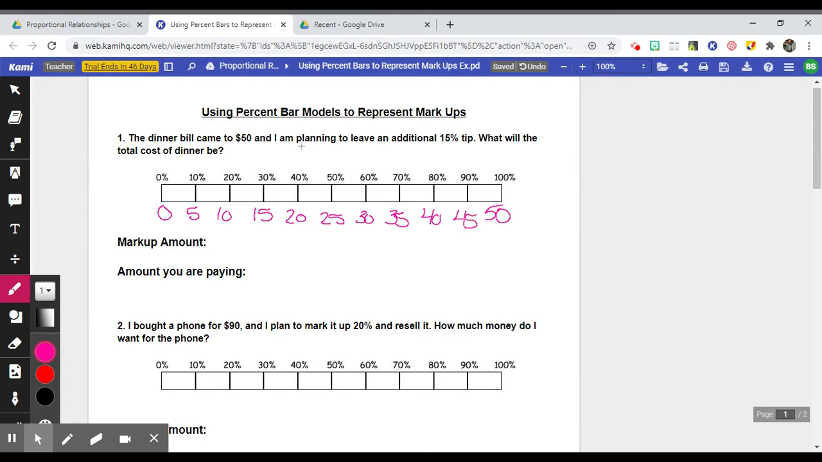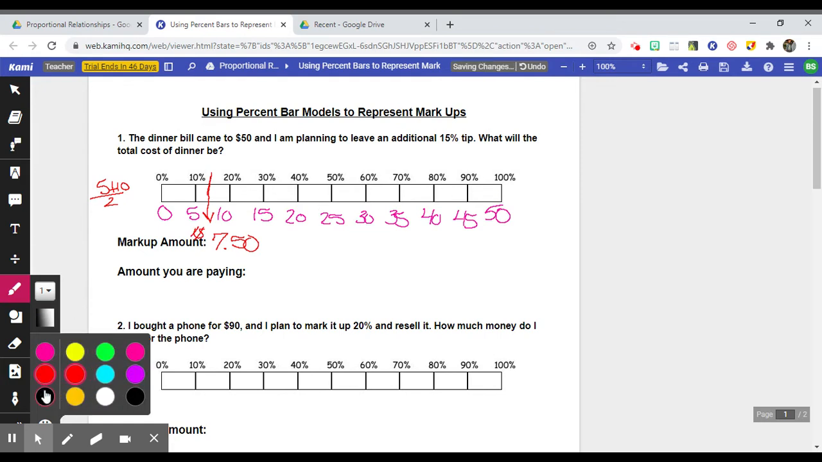Okay, so it says I am planning to leave an additional $15 tip. So percent tip. So 15% is going to fall right there in between 10 and 20. So, what number is between 5 and 10? Well, if you add those two together and divide by 2, so 5 plus 10 divided by 2 is going to give you $7.50. So my markup is $7.50.